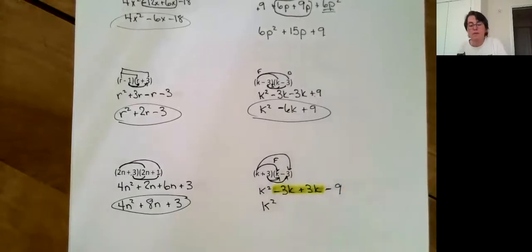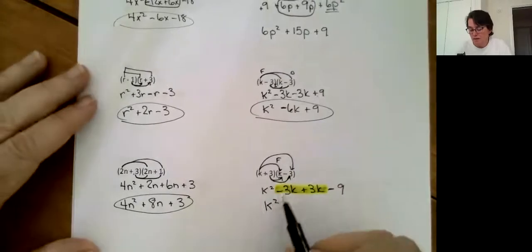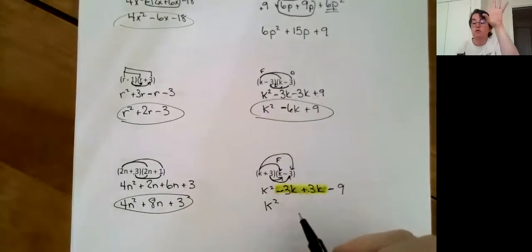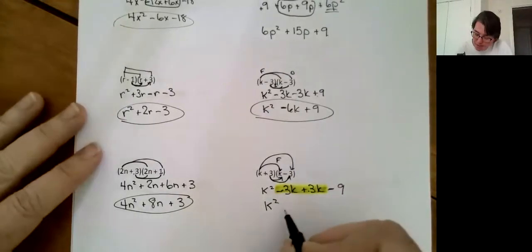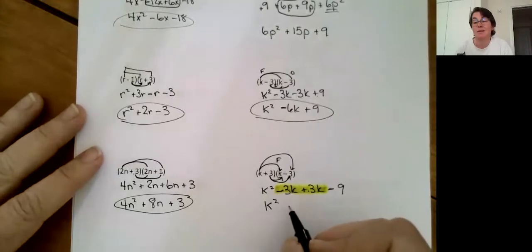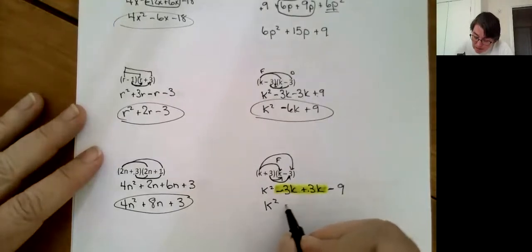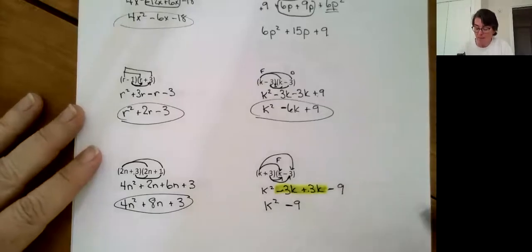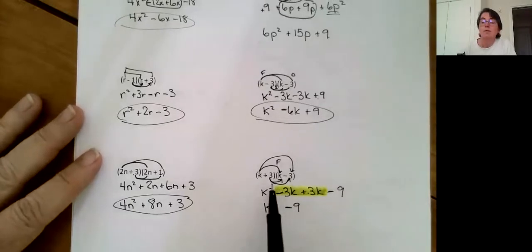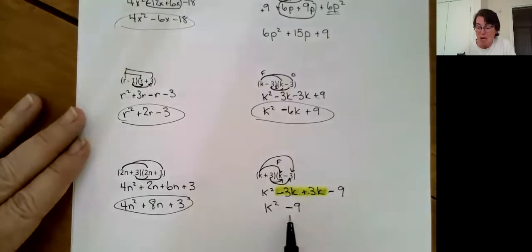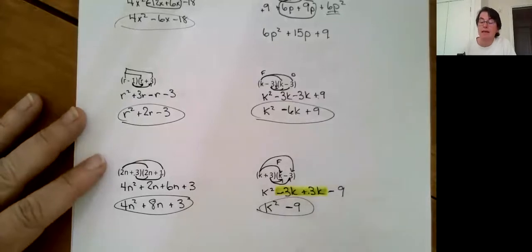Boom. Those middle terms, negative 3 and plus 3, they disappear. Don't put 0k in there. I guess it'd be all right, but no one ever does. Minus 9. This is one of the cool questions where you go a binomial times a binomial and you actually get a binomial. Binomial, 2 terms at the end.